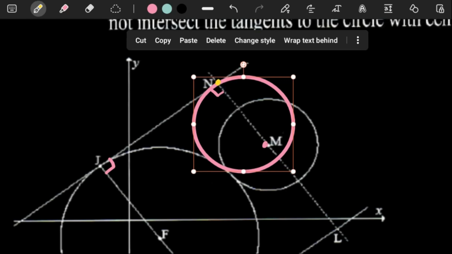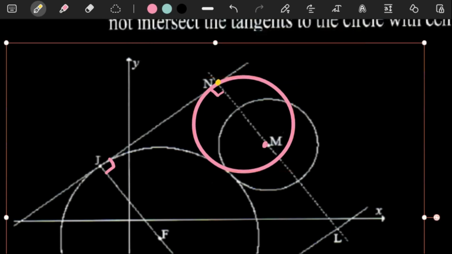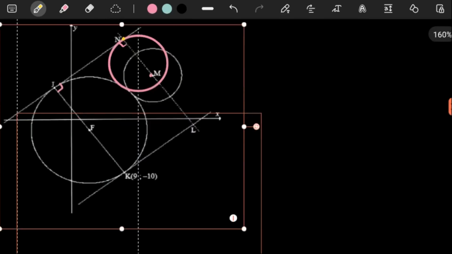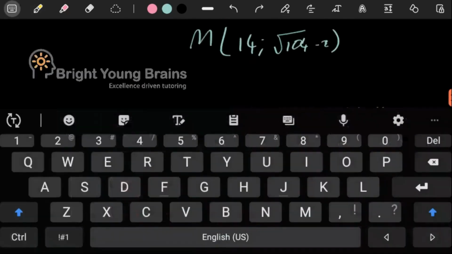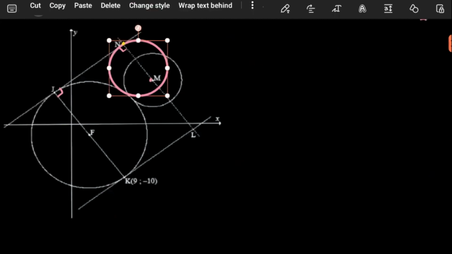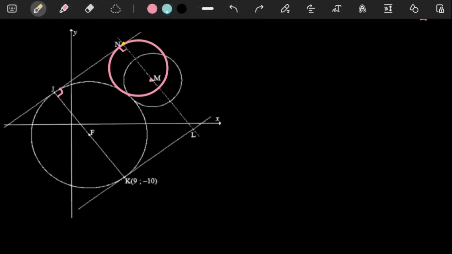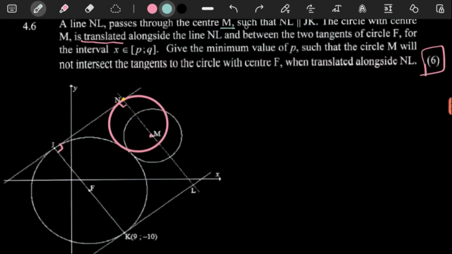If we can find that coordinate, it's going to be easier to answer our question, because even if we don't understand the question nicely, as long as we know what the point N is, we're good. Our question is talking about us moving this circle up or down along the line NL, and we just showed that if it's moving all the way up, it can only go until there, and all the way down, only until there. Anyways, let's find N. To find N, we can find the point of intersection of Jn and NL. So let's get the equation of NL.